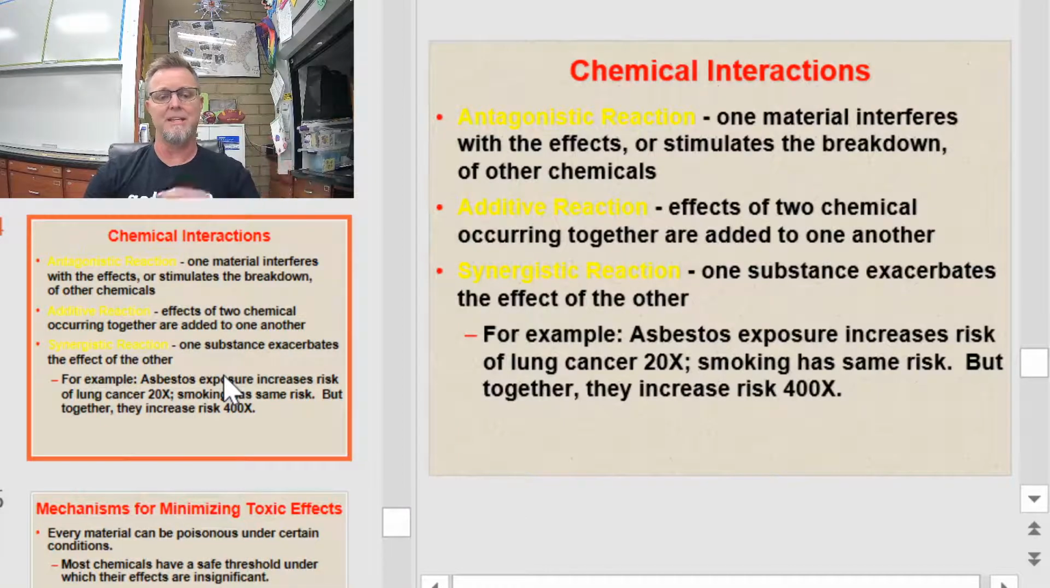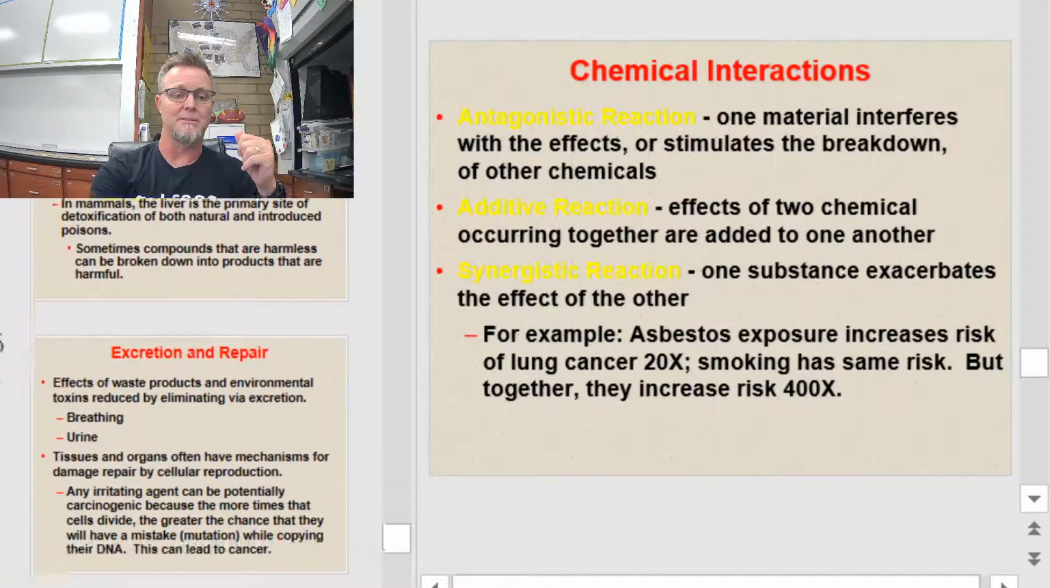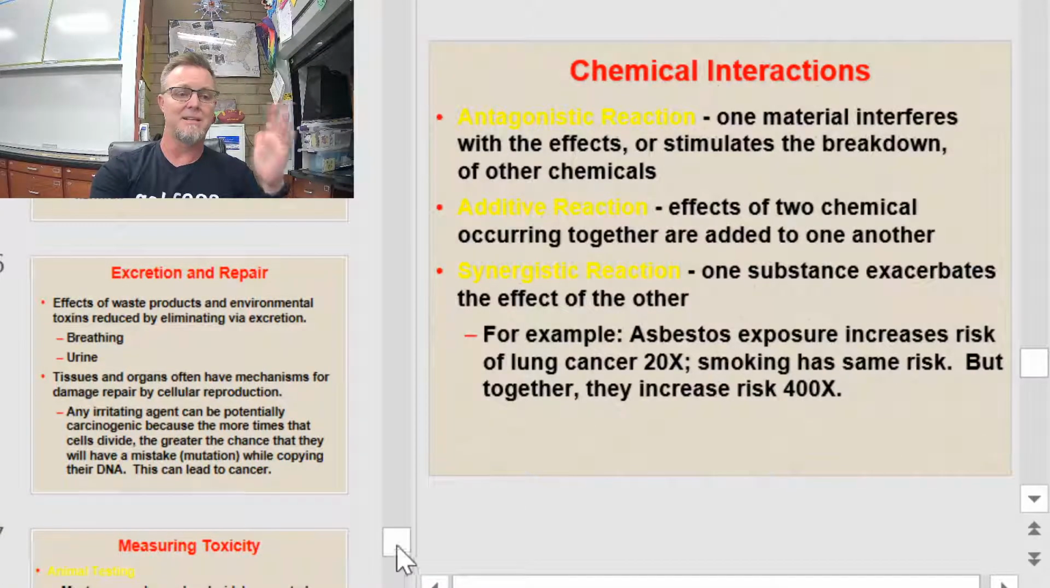So here's a case in point. Asbestos exposure increases risk of lung cancer like 20 times. That's bad, right? But if you're exposed to asbestos and you're a smoker, right? Together, your risk of lung cancer jumps 400 times. That's a synergistic effect if I've ever heard one. Okay? So that's what we mean by synergism.